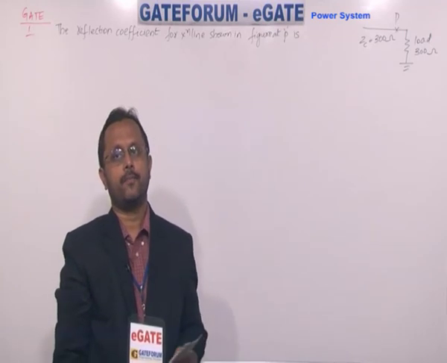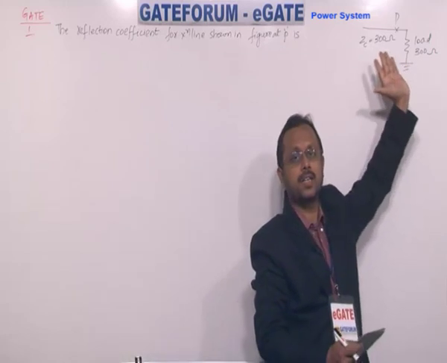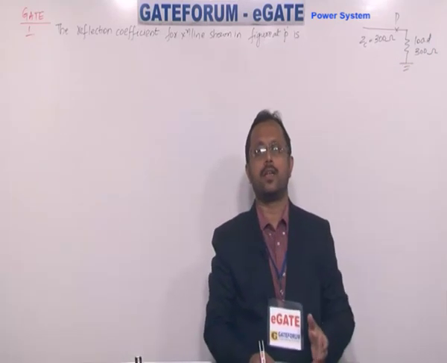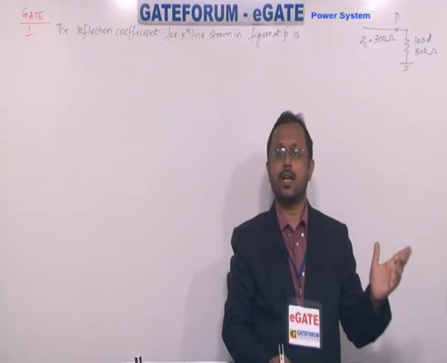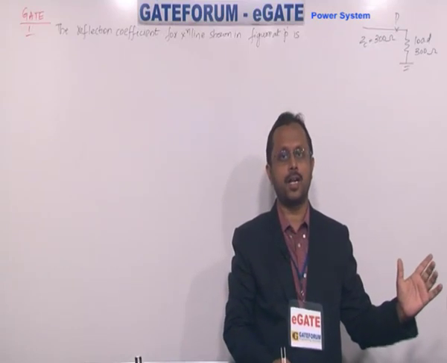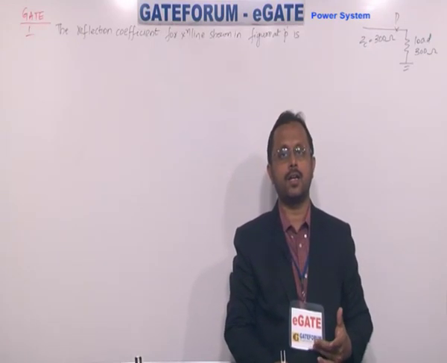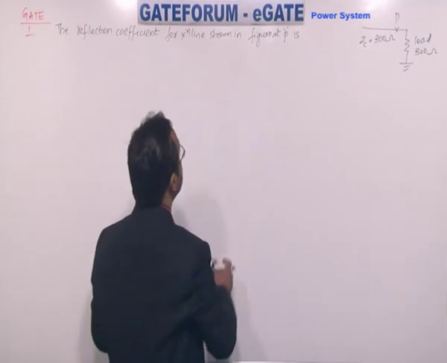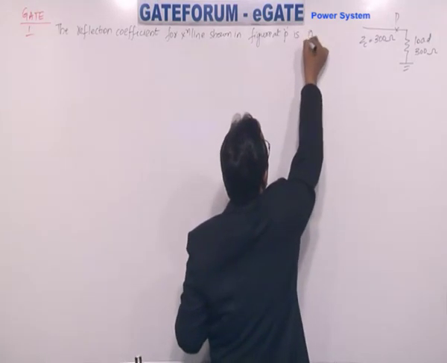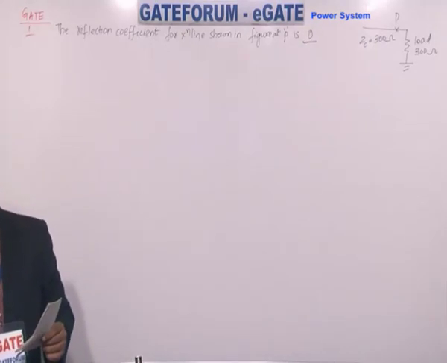Please observe there, you have the load impedance same as characteristic impedance. If load impedance equals characteristic impedance, then reflections do not occur in a transmission line. If reflections do not occur in a transmission line, then the reflection coefficient is 0. What about the reflection coefficient? The reflection coefficient is 0.